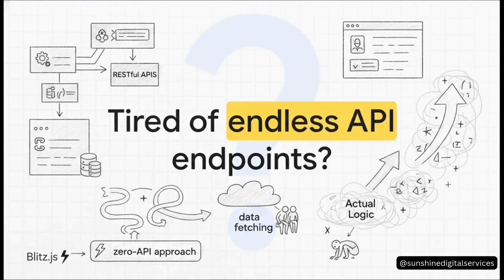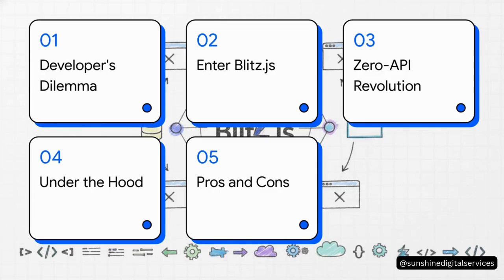So I want you to really think about this for a second. Are you just completely tired of writing endless API endpoints? If you're a developer, you know the exact universal headache I'm talking about. You just want to build a simple feature, right? But suddenly you're bogged down setting up time-consuming RESTful APIs or configuring GraphQL services, mapping out routes, and wrestling with data fetching. It's exhausting, it's highly repetitive, and frankly, it just pulls you away from the actual logic of your application.